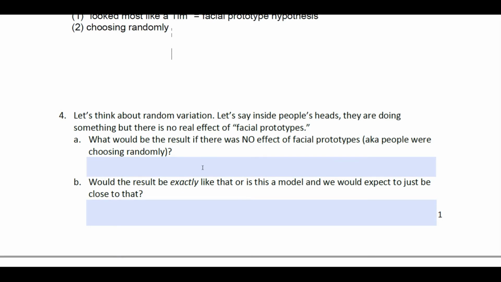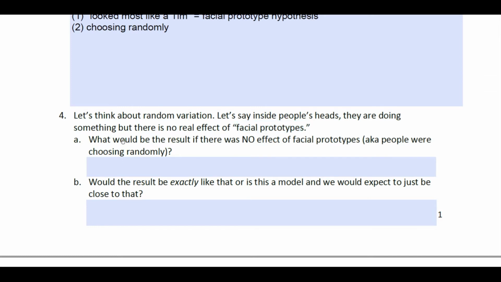Okay. So let's talk a little bit about random variation. We've been talking about that since class 2 or 3 or something like that. So let's revisit this idea of random variation. Let's say inside people's heads, if we were to crack them open and take a look, people are doing something, but there's no real effect of this facial prototype. This is really just something that people think is happening, but maybe it's not really. Maybe there's no real evidence for it. Maybe people are wrong. This is the whole point of doing research and statistics, to try to figure out: do people have facial prototypes, or are we picking at random?